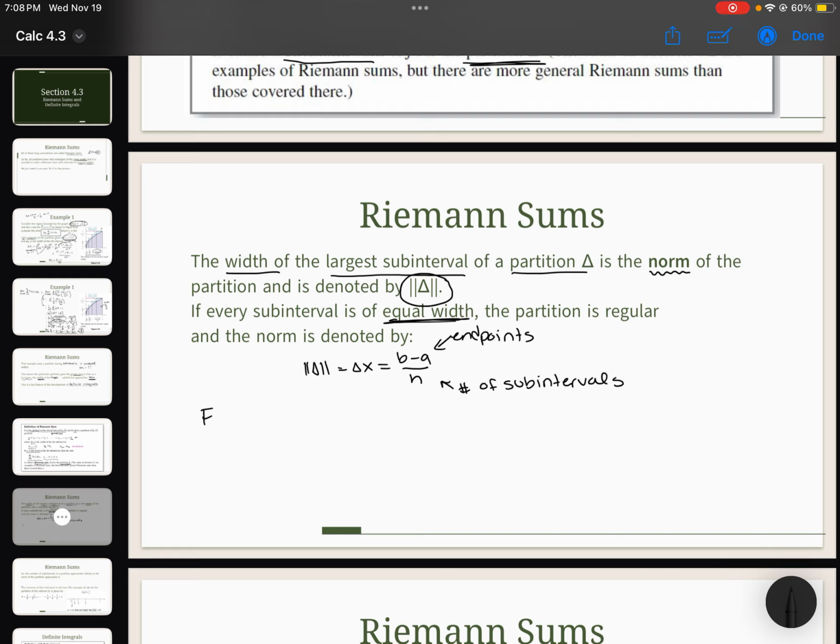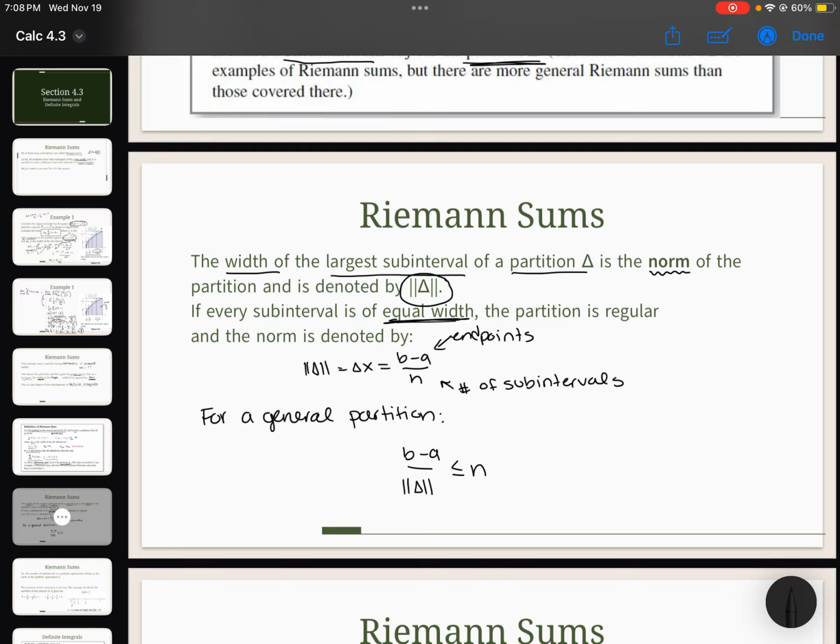But for a general partition, so that could maybe mean I have unequal widths, then I'm going to use a slightly different definition. I'm going to say (b minus a) over the norm is going to be less than or equal to n. It's just a slightly different definition. Again, I don't want us to get too stuck in the weeds here. They're just saying, hey, we're trying to generalize this right now.